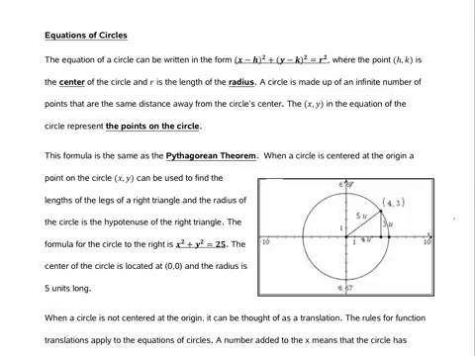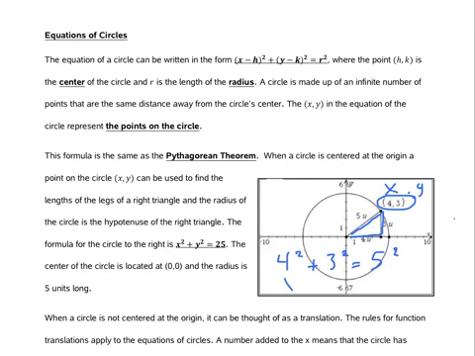When a circle is centered at the origin, a point on the circle, (x, y), can be used to find the lengths of the legs of the right triangle, and the radius of the circle is the hypotenuse of the right triangle. So here in our picture, (4, 3) are the coordinates of the point. So 4 represents the x, and 3 represents the y. So 4 is the horizontal leg, 3 is the vertical leg, and then the radius is the 5. So 4 squared plus 3 squared equals 5 squared.